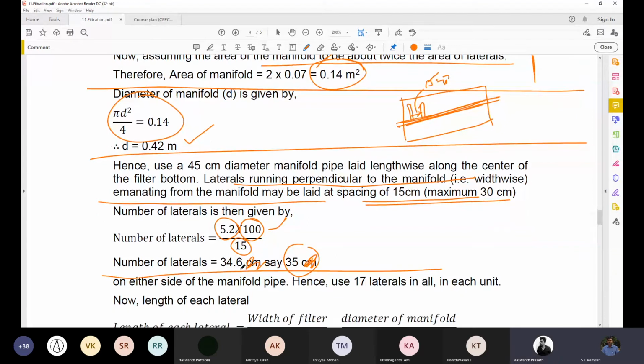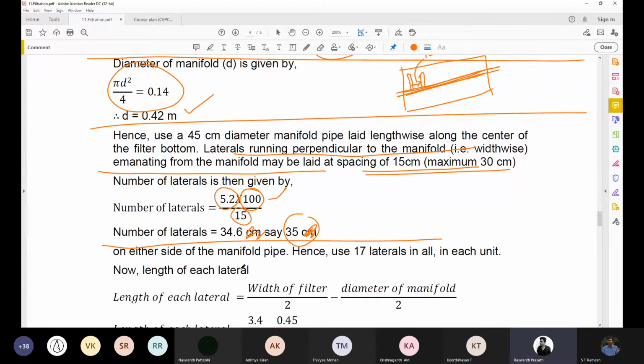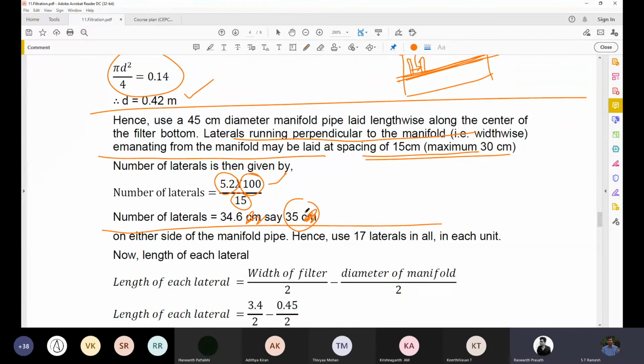Is it okay? Yes, sir. Now 35 I cannot do, so I may have 34, with 17 on both sides. Is it okay?